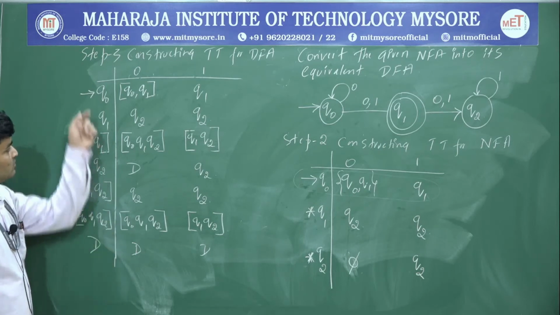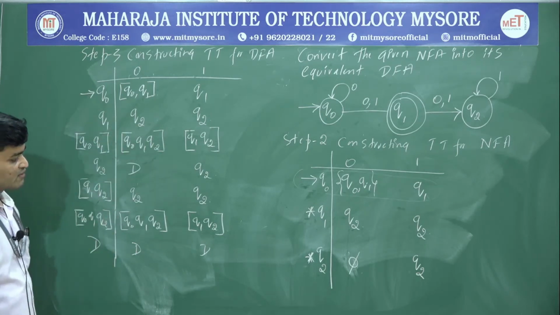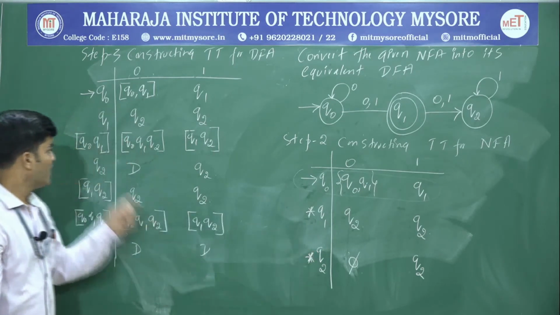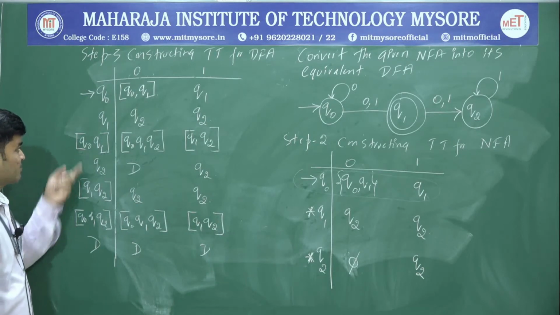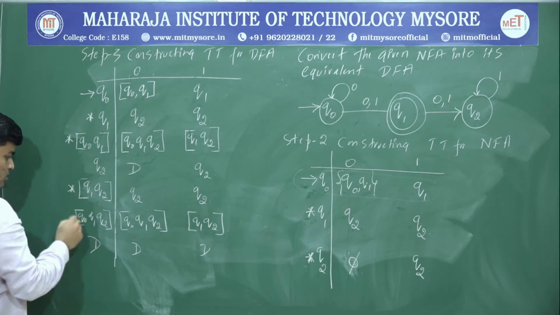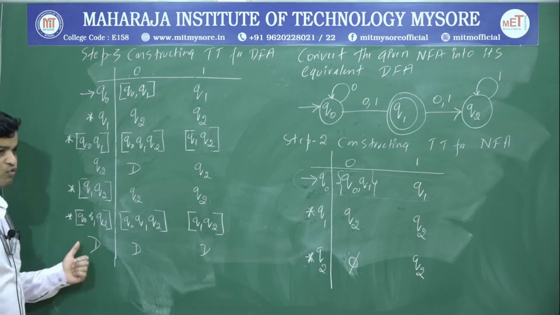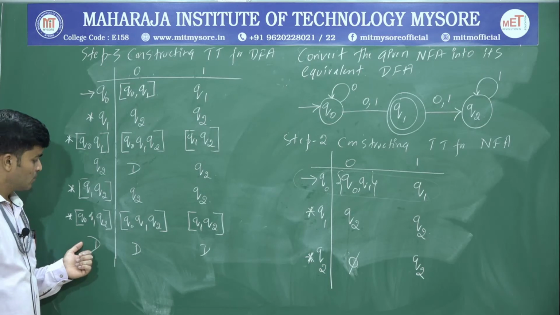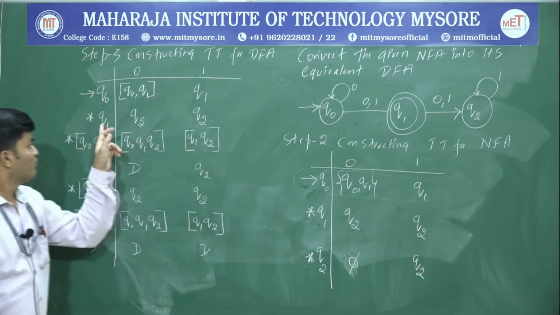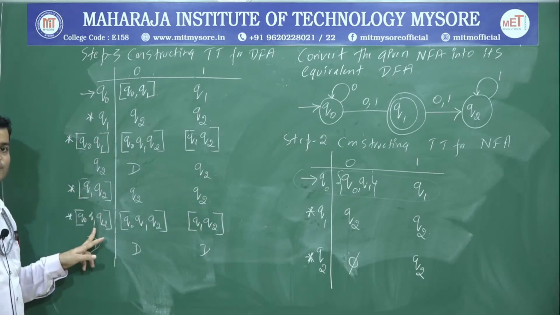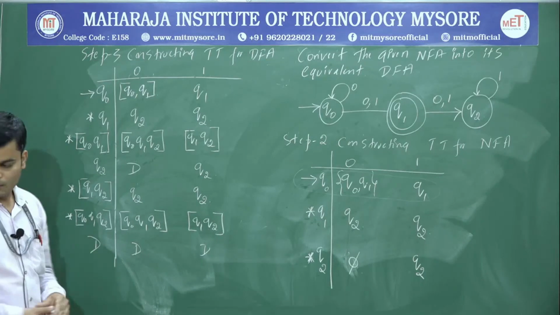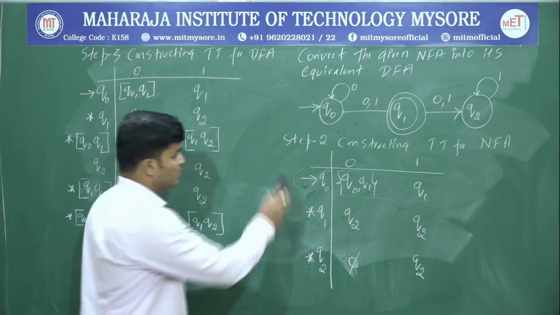Now the start state is the same. How to identify the final state? The final state is Q1 in the previous table. So wherever you find Q1, you make that one an accepting state. Here we have Q1, here we have Q1, here we have Q1, here also we have Q1. So we will get 4 accepting states. What's the final step? So I will write the final step over here.